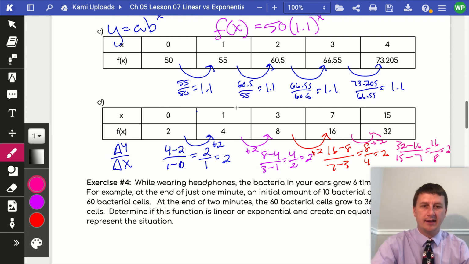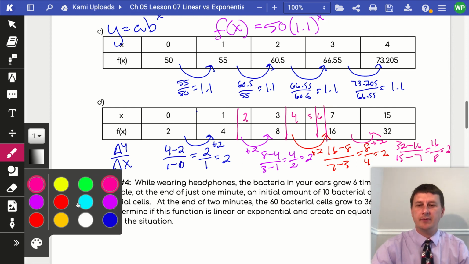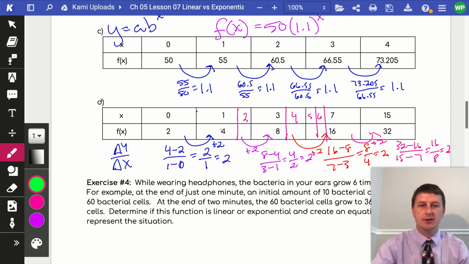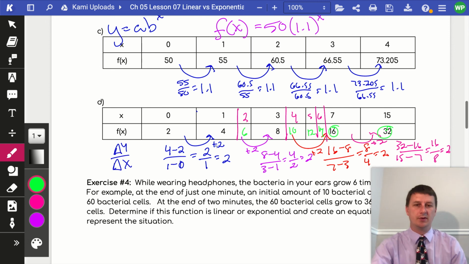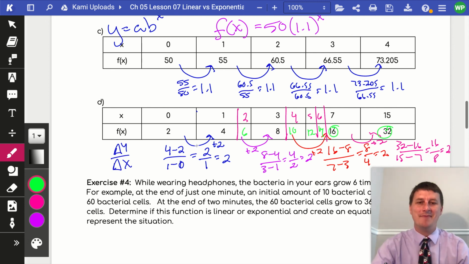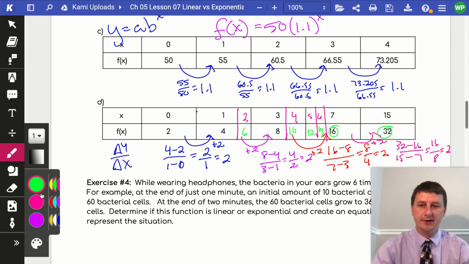Another way to look at that is that we have 0, 1, we're missing the 2 value here, 2, 3, we're missing 4, 5, 6, 7 there. And if we're going up by 2 every time, we could check that that works by going 2, 4, 6, 8, 10, 12, 14, 16, 18, 20, 22, 24, 26, 28, 30, 32. So we are going up by a constant amount of 2 each time, so this is a linear equation.